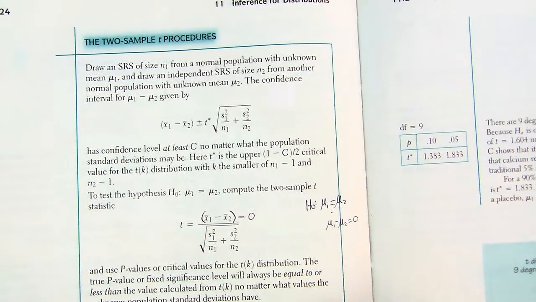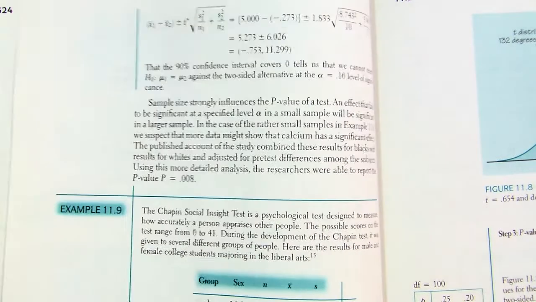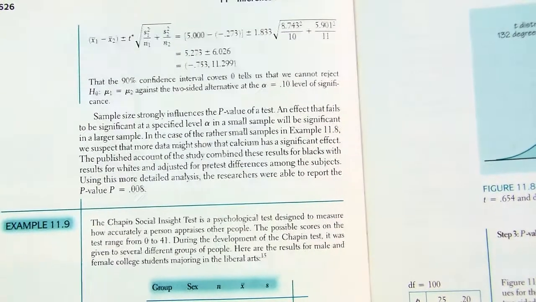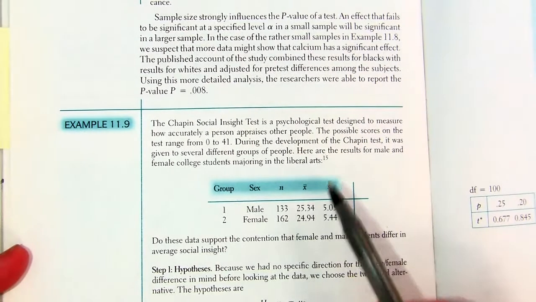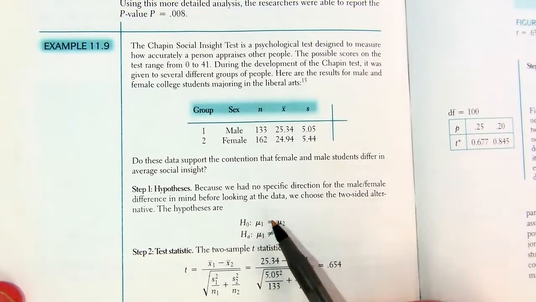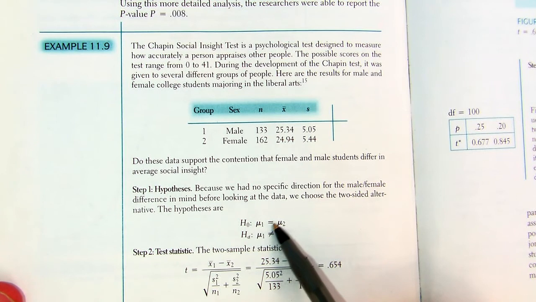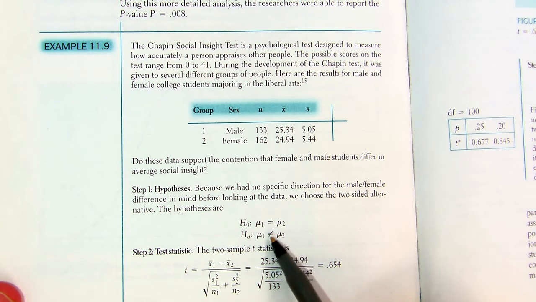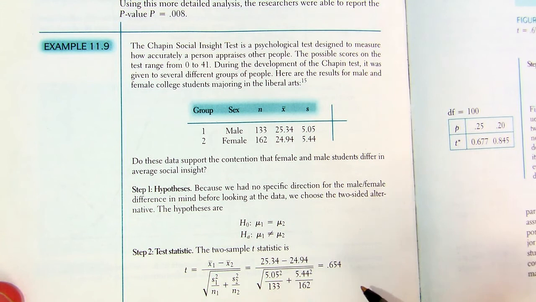Here's a quick problem. Problem 9 on page 626, talking about social insight of males and females. Null hypothesis is that they are the same? Yeah, right. Social insight of males and females are the same. Alternate hypothesis is that they are not equal. Myself, I would say mu1 is less than mu2, mu1 being the males, but I'm going to stick with the book here.